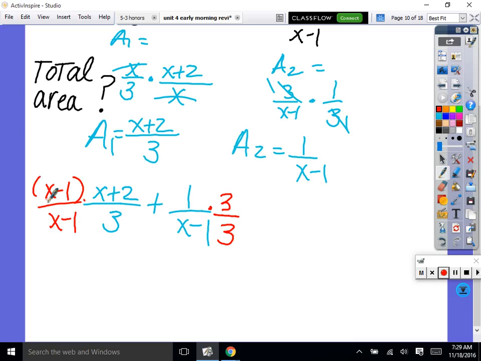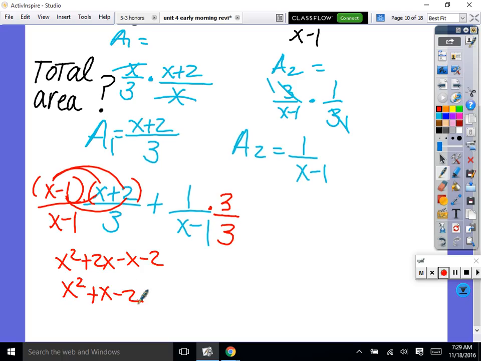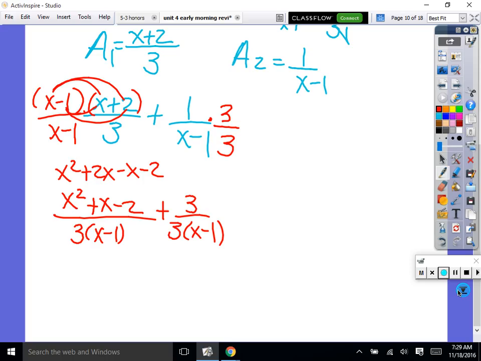Make sure you distribute and combine like terms before you do anything at all. So that's x squared plus 2x minus x minus 2. So that's really x squared plus x minus 2 over 3 and x minus 1. Then we're adding 3 over 3 times x minus 1. So I'm showing all my work. I have a common denominator, so now I can combine like terms on top.